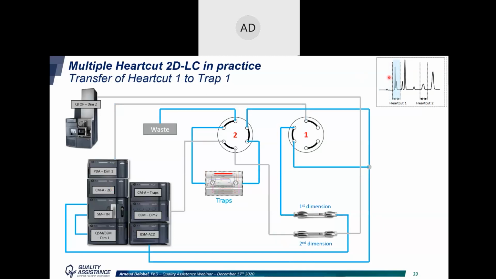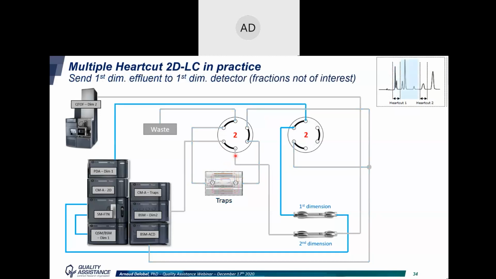Then you will arrive at your first heart-cut here, and you will switch your valve in order to send the flow of your first dimension column to a trap column, which is a short reverse phase column that will be used to trap your sample. In ion exchange chromatography, you use only aqueous buffer, so they will be stacked at the entry of your reverse phase column. Then you have the third part of your chromatogram, which corresponds to fractions that are not of interest. So you will switch your valve and send everything to the UV detector.